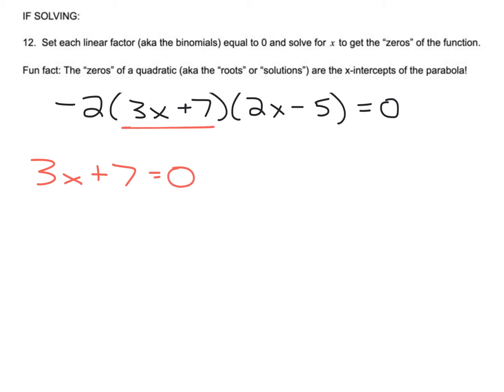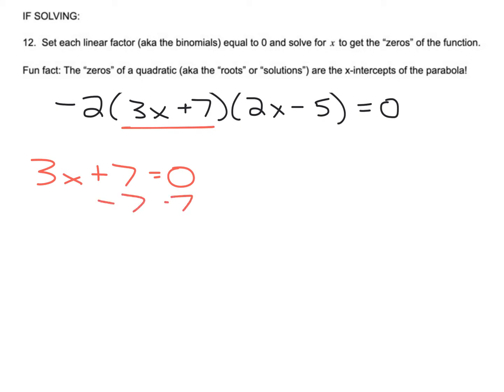Because when you multiply this times this times this, in order to get 0, one of them has to be 0 to multiply to 0. So we're saying what value of x would turn this one to 0 and make the whole thing 0? What value of x would turn this to 0 and make the whole thing 0? So there's going to be two numbers. So how do we solve it?